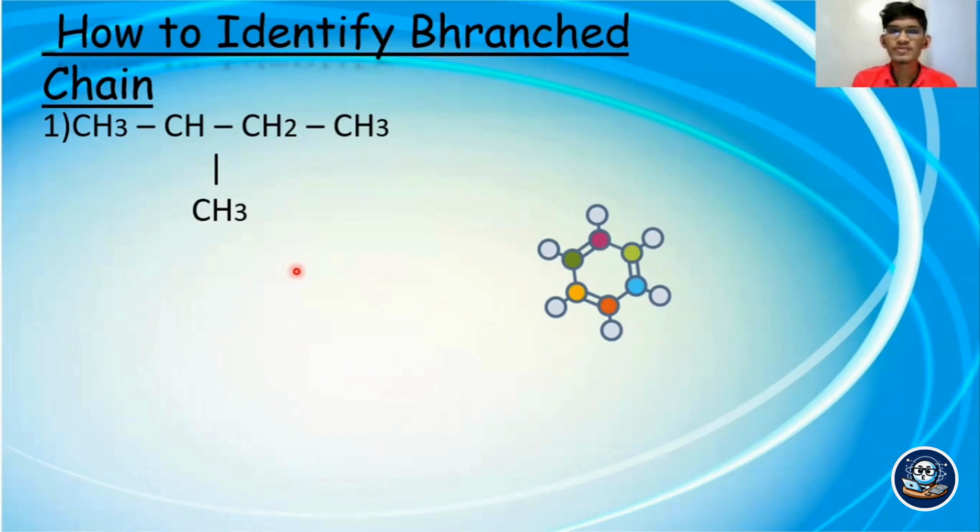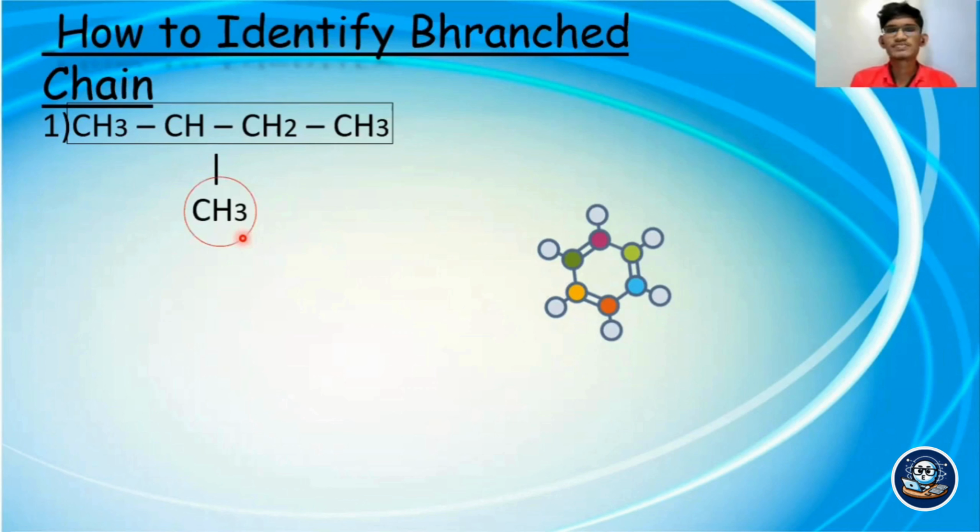So let us count the terminal points. CH3, CH3, and again a CH3 are there. So there are 3 terminal points. So this is my longest carbon chain, and this is my methyl branch attached to the carbon. Okay, so this is my methyl branch. I hope it is clear. Moving to the next question.